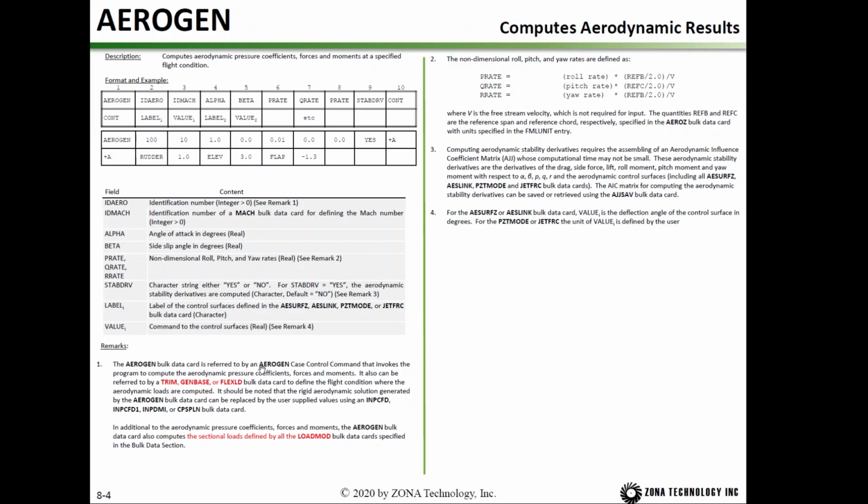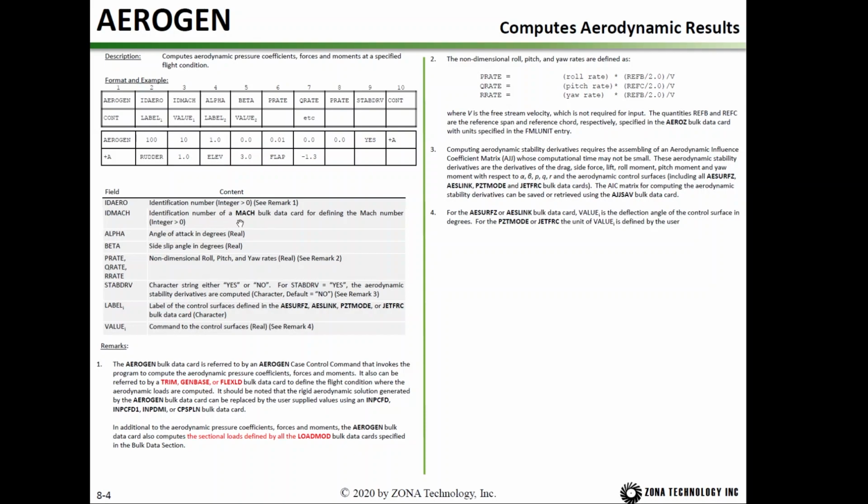to by the AEROGEN case control command, and also AEROGEN can be referred to by the TRIM and GENBASE and FLEXLD card. And whenever you have the ID of an IMPCFD, IMPCFD1, IMPDMI, or CPSPLINE card, if their ID matches with this ID, the ZONAIR computed CP will be replaced by the CFD computed or wind tunnel measured CP. The next one, the ID MACH, refers to a MACH card.